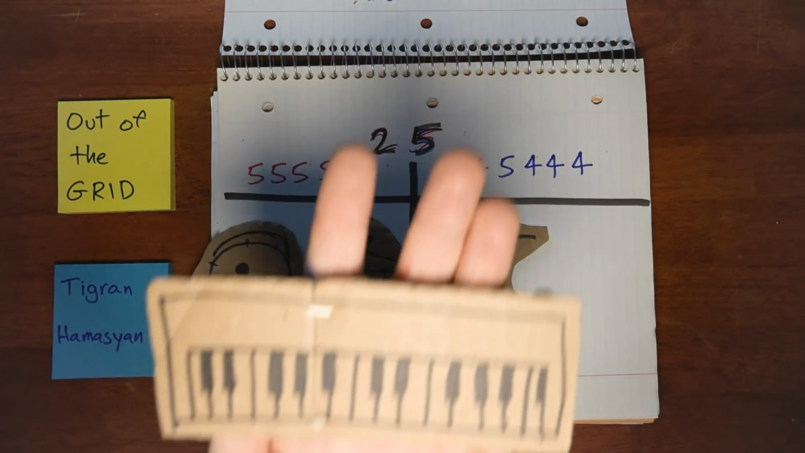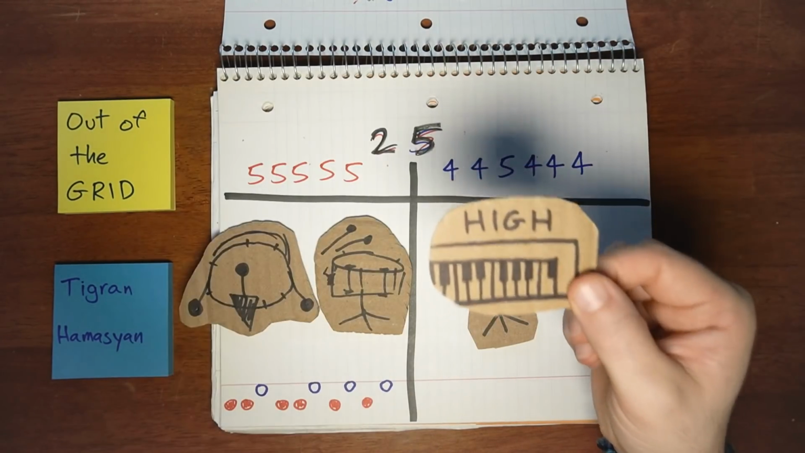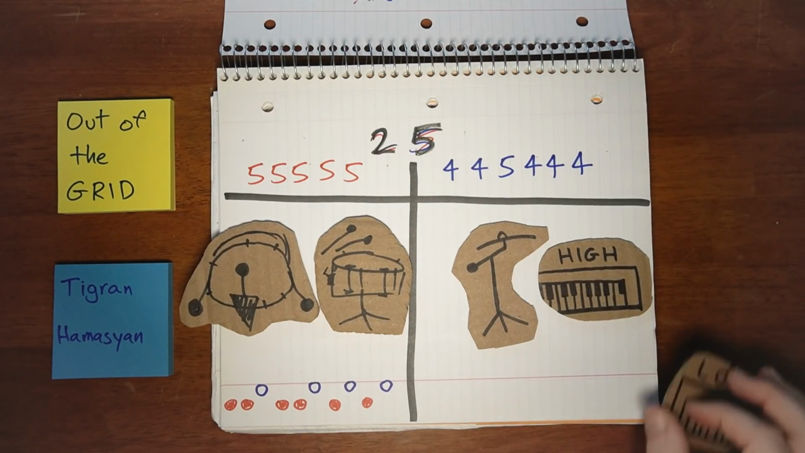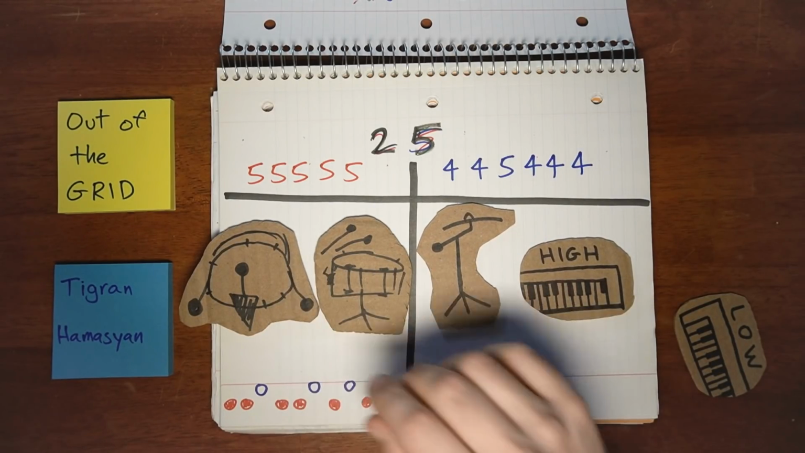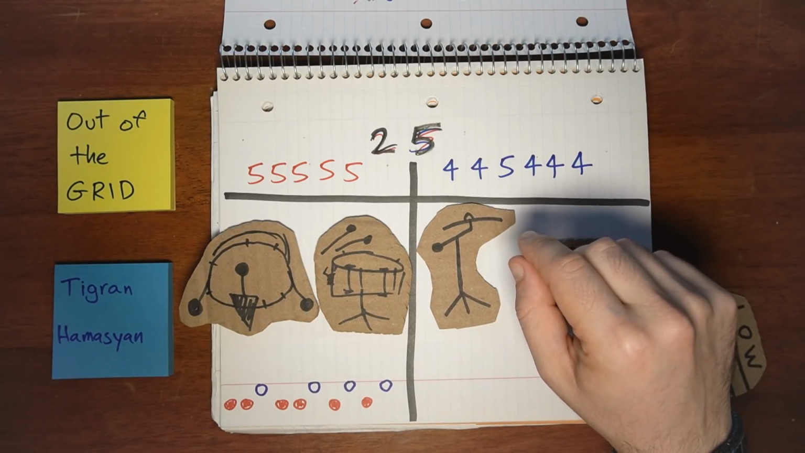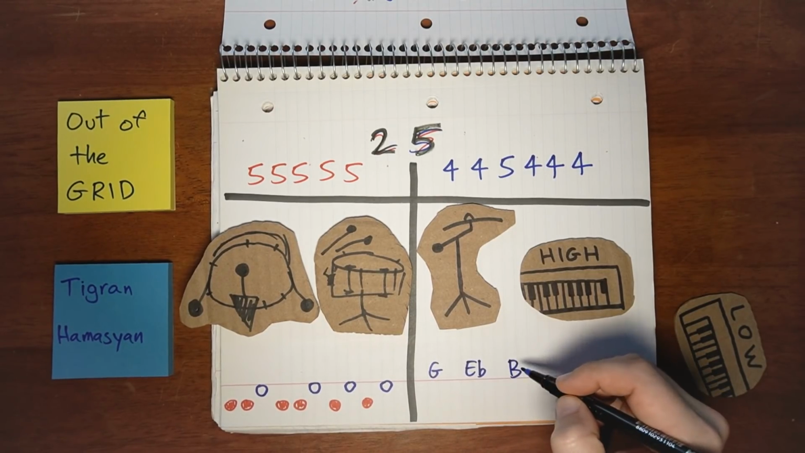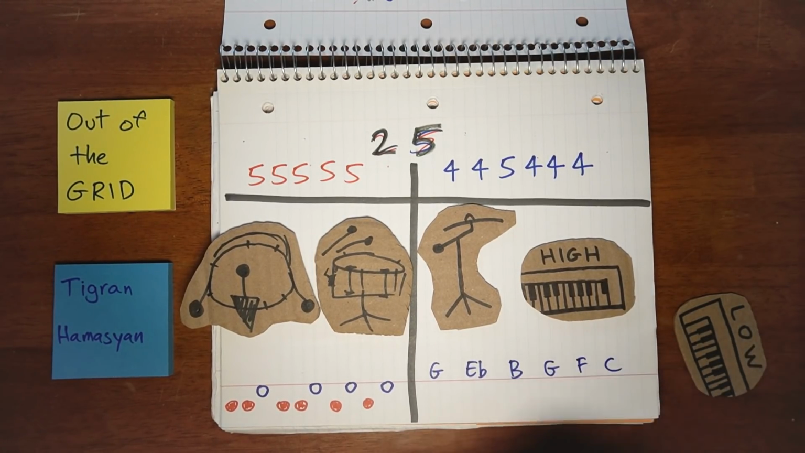Okay, great. Let's tackle the piano. The right hand, the higher side of the piano, goes here. Also playing the first note in every group, including the 5 group. And we have 6 groups in total. And this is supported by the melody played by the right hand, which is a 6-note melody. G, E flat, B, G, F, and C.